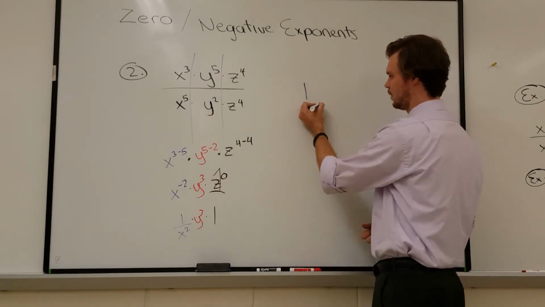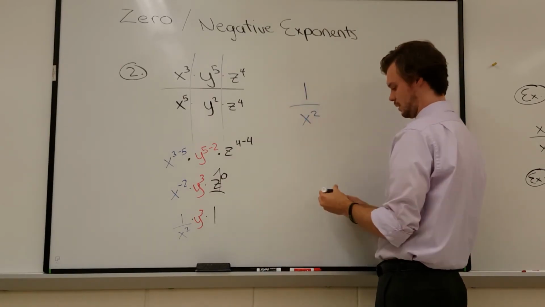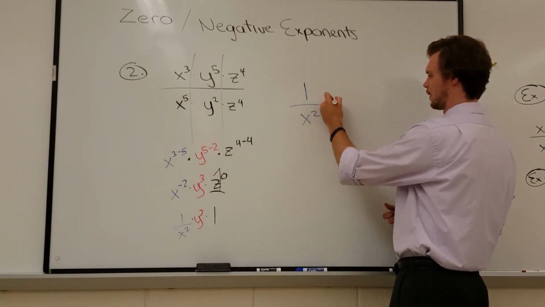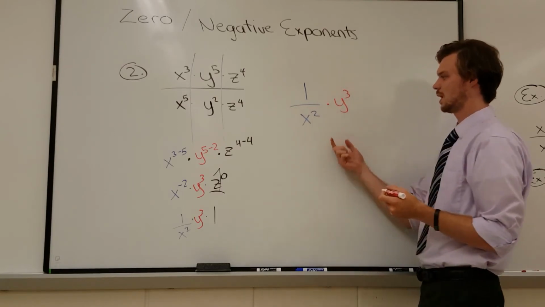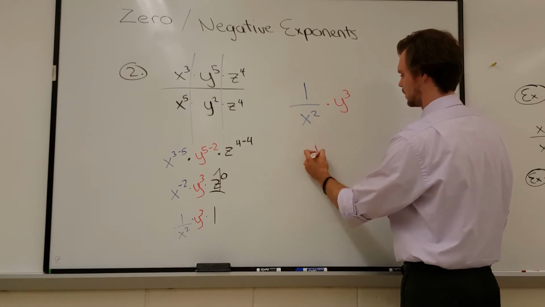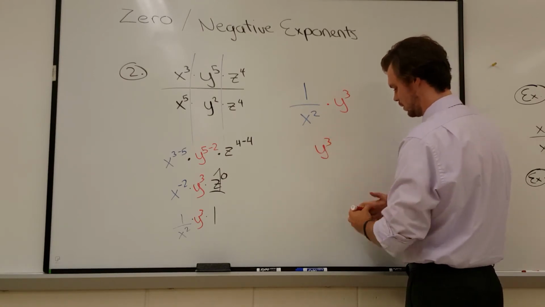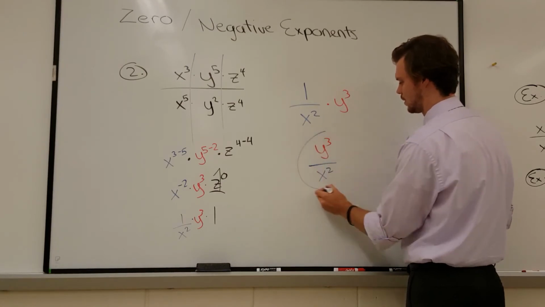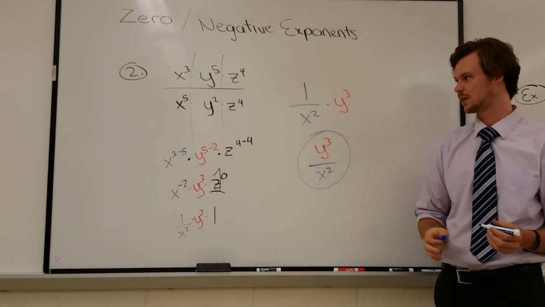I have 1 over x squared times y to the third. I can leave it like that, or I can make it look a little bit better. I could do the multiplication, I can put this y to the third just right over top of the x squared. There we go, call it a day, we got that simplified.